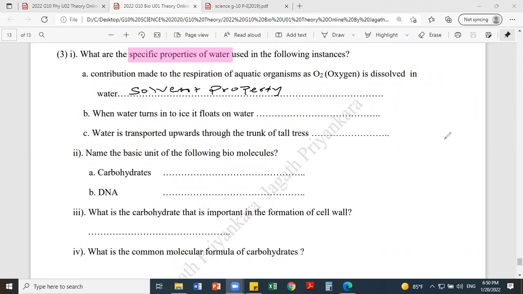I'll ask the answer from Bhatika. What about the other students? No. It's differential expansion on freezing. Very good. The answer is correct. Differential expansion on freezing. That means what? When water turns to ice, the volume increases. It's called differential expansion on freezing.